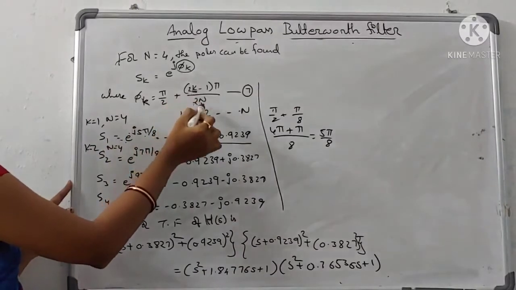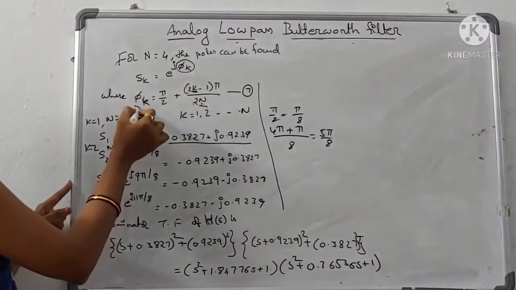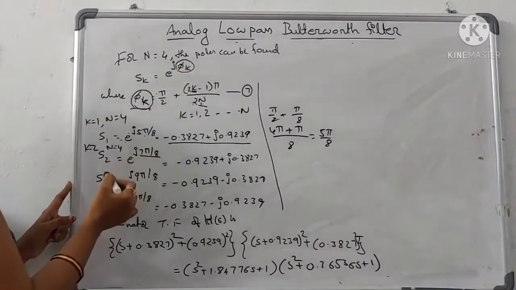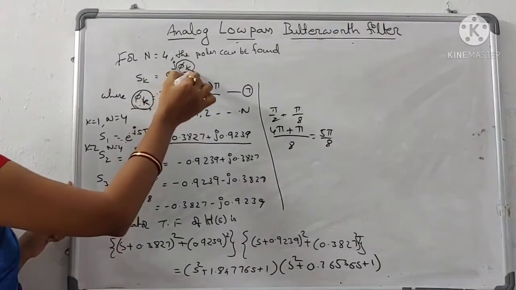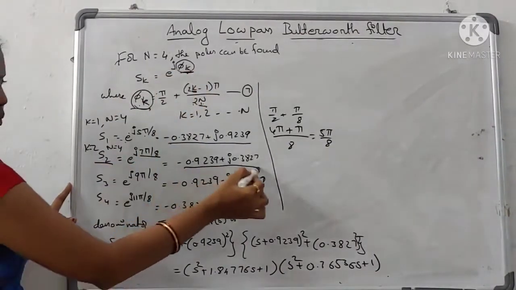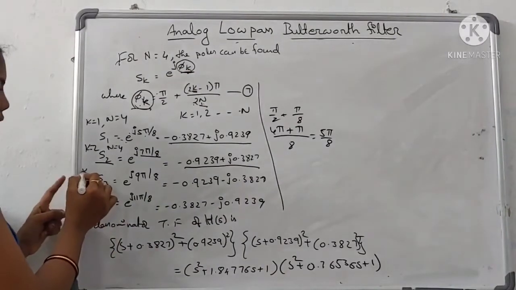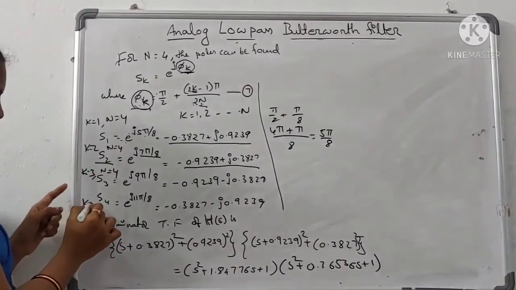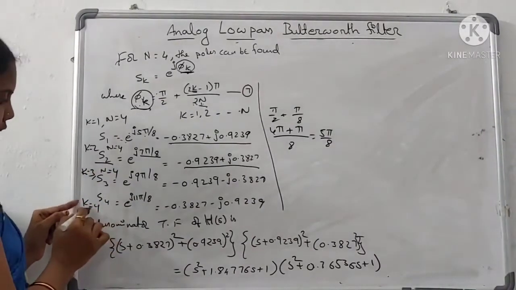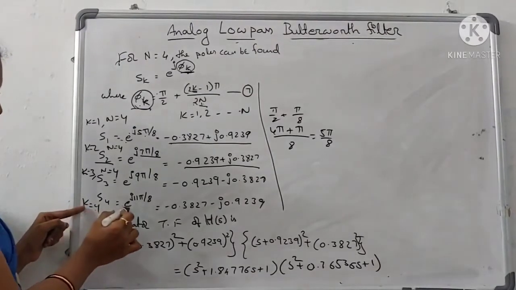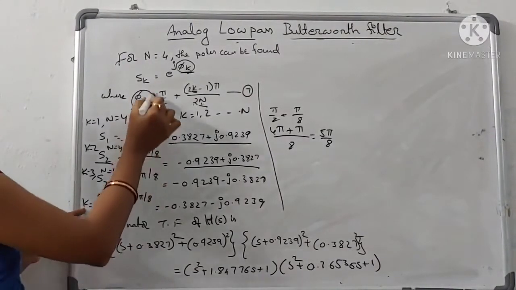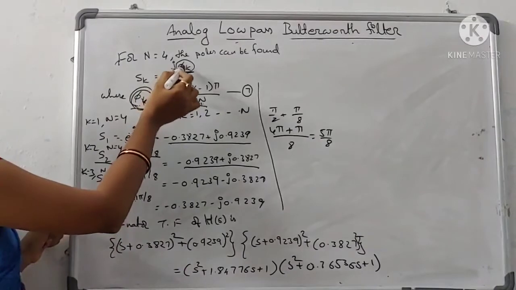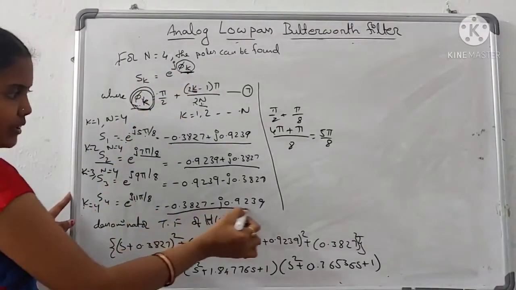First substitute k is equal to 2, n is equal to 4. After getting the pi k value, substitute pi k here. So here pi k value is 7 pi by 8. Substitute the 7 pi by 8 value here, so you are getting the s2 value as this one. In the same way substitute k is equal to 3, n is equal to 4. Then for k is equal to 4, you are getting 11 pi by 8. Here the pi k value is 11 pi by 8. After getting 11 pi by 8, substitute here e power j 11 pi by 8. Here the values are this one.